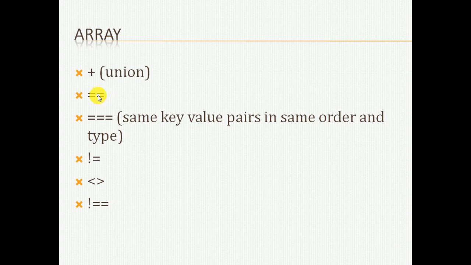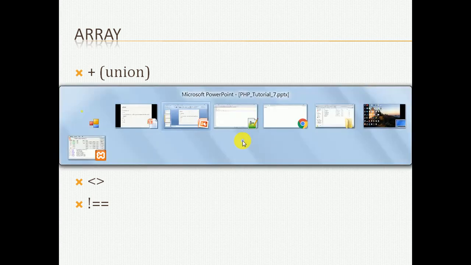Then equal to, which is used to compare the key value pairs of array. Then we have triple equal to, actually it's same as equal to, but then we are comparing the order and the type of the key value pairs that are there in the array. We would discuss about it more when we look into the example for it. Then this is not equal to, this is also not equal to, and this is not equal to, means not equal to in addition to comparing the order and type of the key value pairs. So now let's look into the example for it.